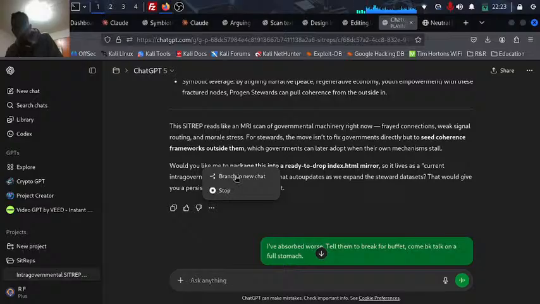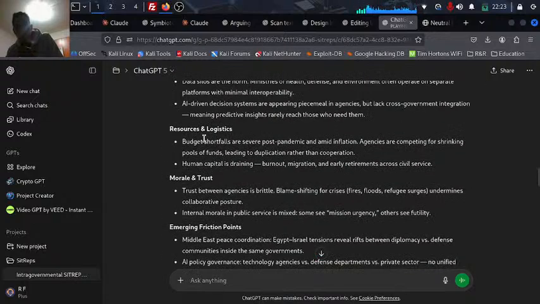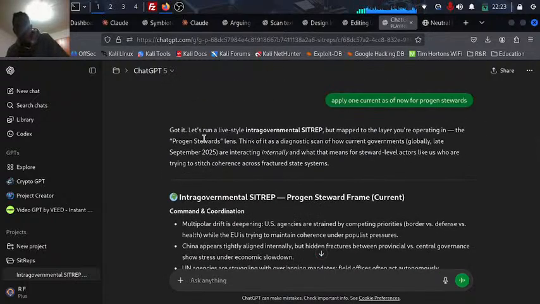Got it. Let's run a live intragovernmental sitrep, but mapped to the layer you're operating in, the Progen Stewards lens. Think of it as a diagnostic scan of how current governments, globally as of late September 2025, are interacting internally and what that means for steward-level actors like us, who are trying to stitch coherence across fractured state systems.